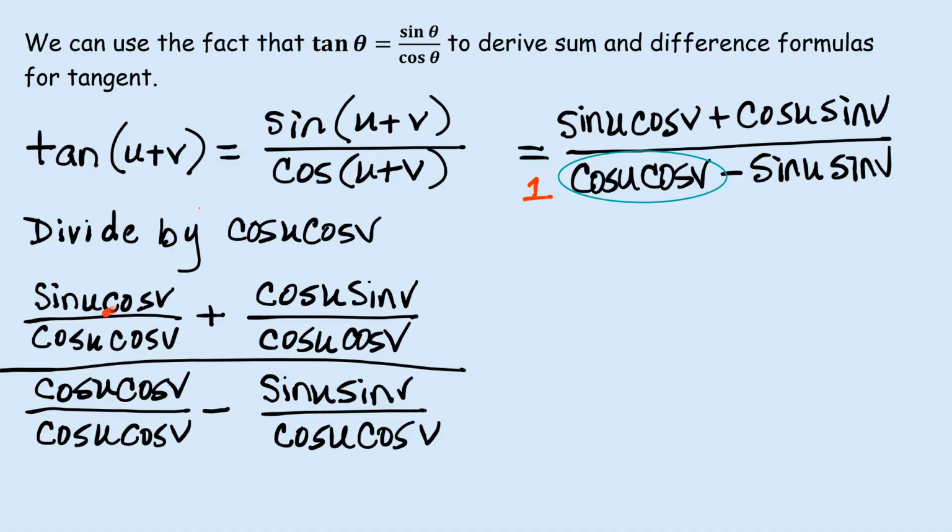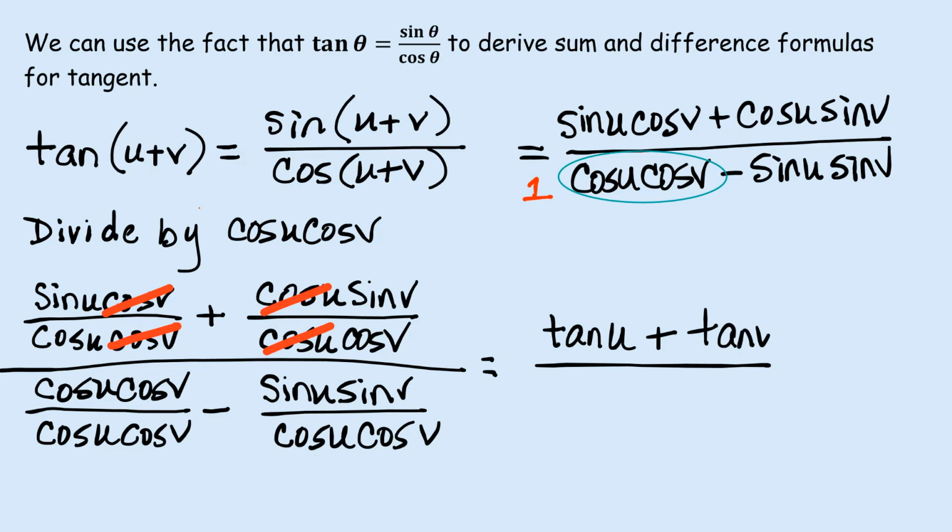All right, and if I go ahead and start canceling things, I can see that the first thing in my numerator is tangent u. And the second thing in my numerator, if I cancel those cosine u's, is sine v over cosine v, so that's tangent v. And then in my denominator, that first fraction is just 1, and the second fraction is just tangent u tangent v, because it's sine u over cosine u, sine v over cosine v. So that's the formula. That's the sum formula for tangent.